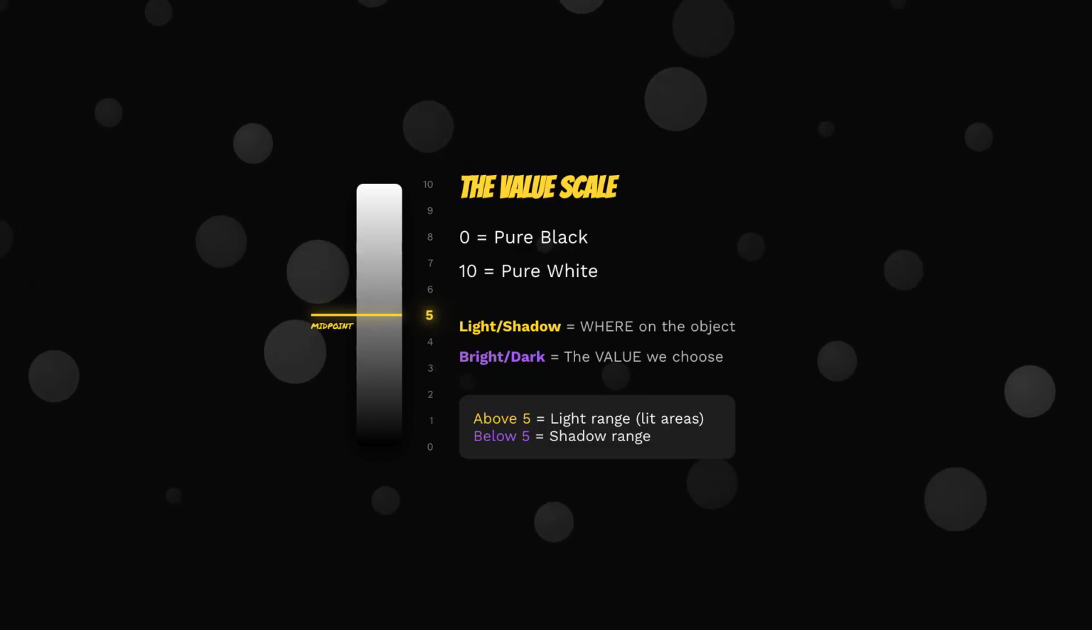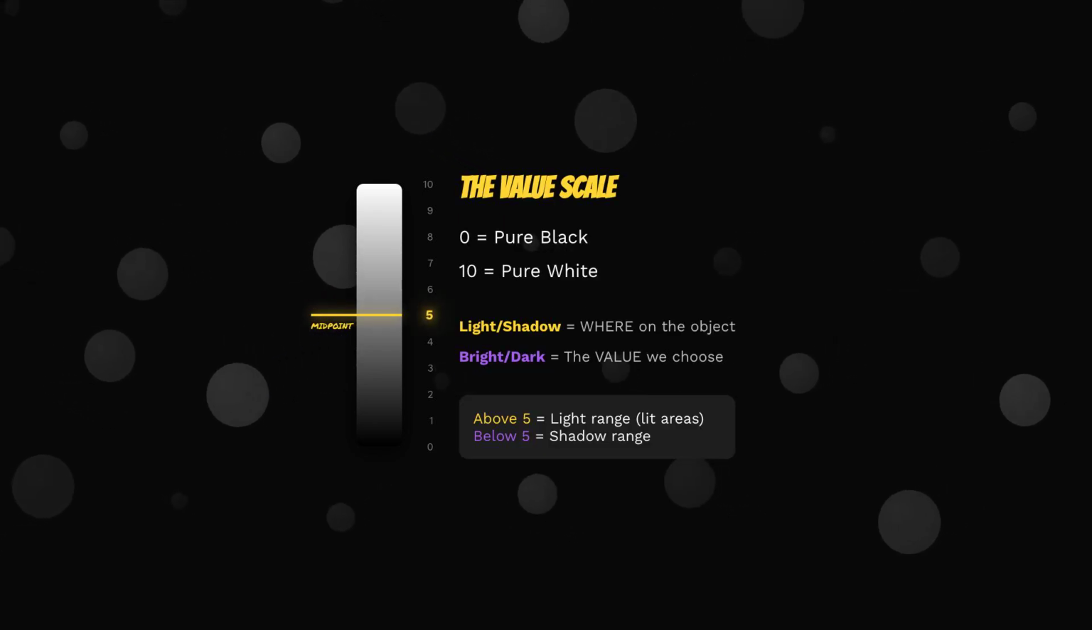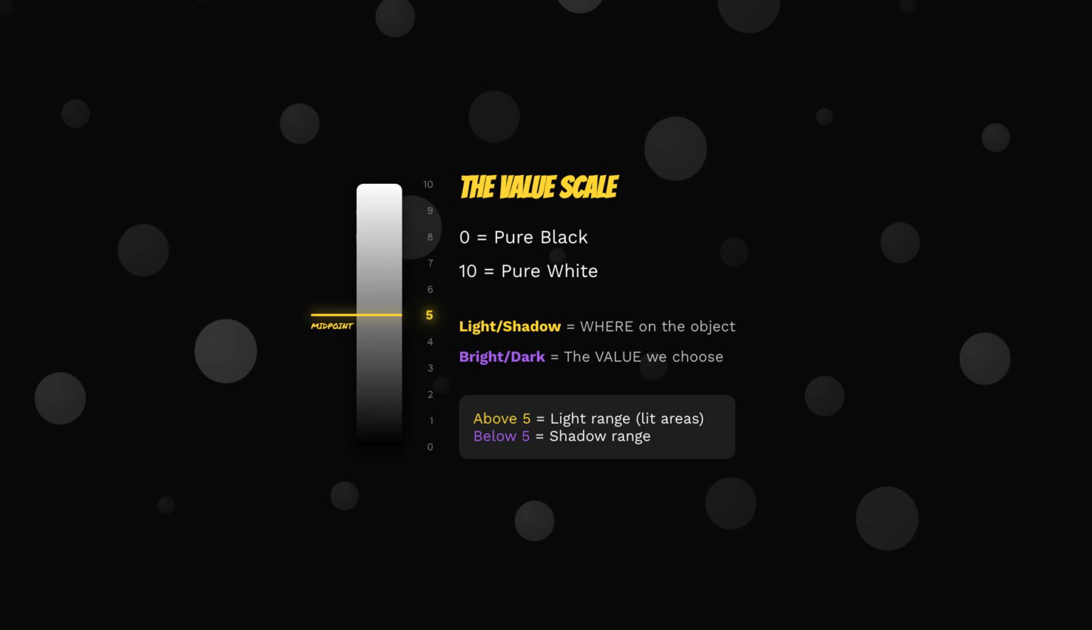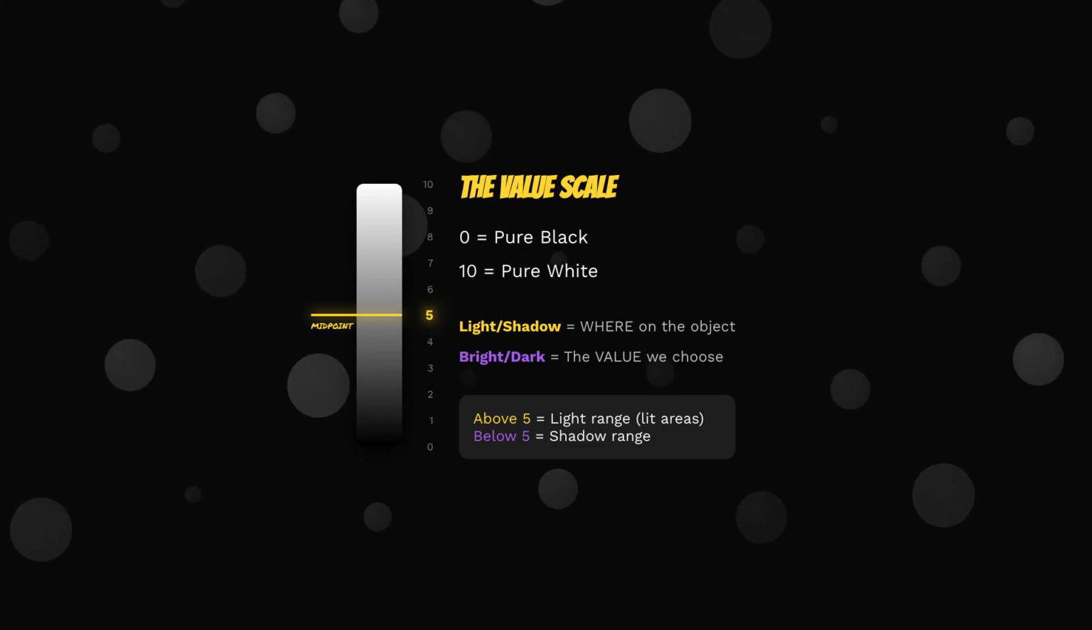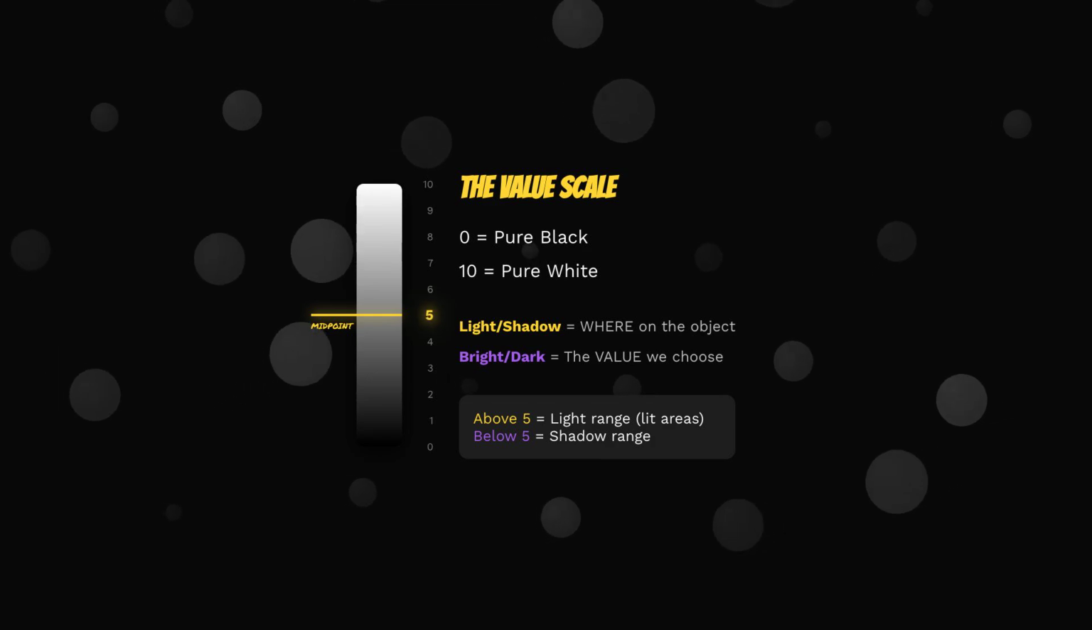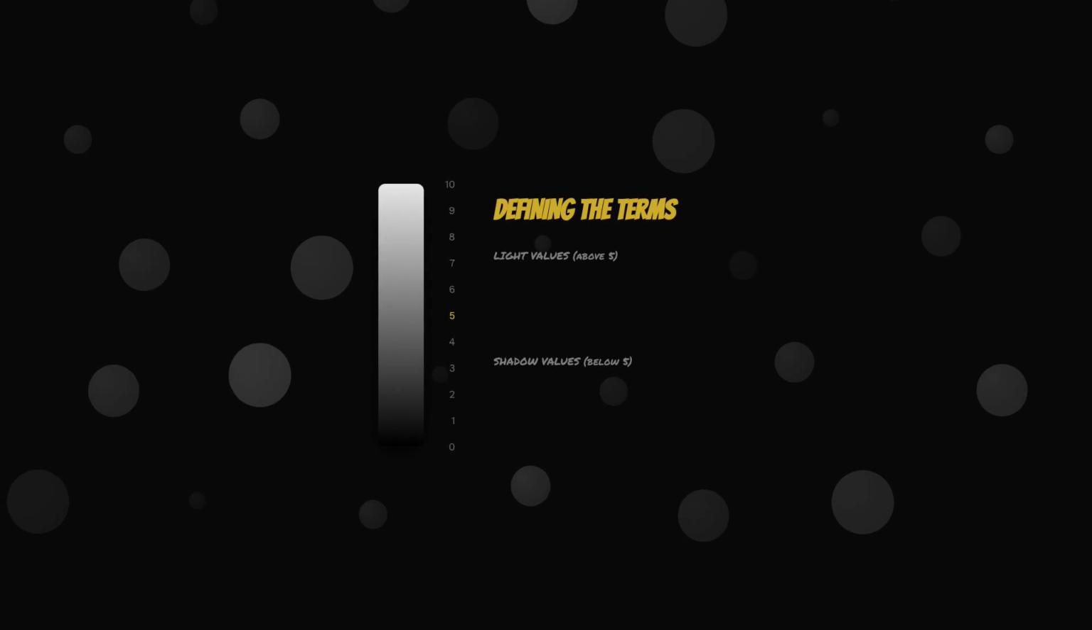Everything above 5 lives in the light range. Everything below 5 lives in the shadow range. Your lit areas, no matter how dim, should always be picked from above 5. Your shadow areas, no matter how lifted, should always be picked from below 5. So let us define our terms with actual values.